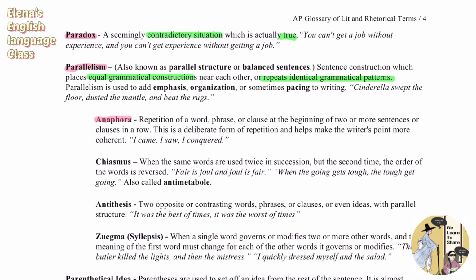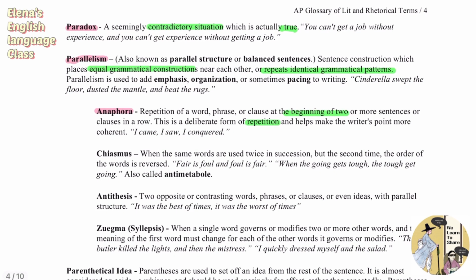So first is anaphora. Anaphora is the repetition of words, phrases or clauses at the beginning of 2 or more sentences or clauses in a row. This is a deliberate form of repetition and helps make the writer's point more coherent. Okay, so you can see that: I came, I saw, I conquered. So it's basically repetition of the words or phrases or clauses at the beginning, and it makes the writer's point more coherent as a consequence.